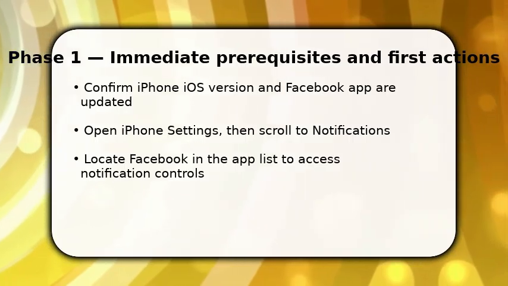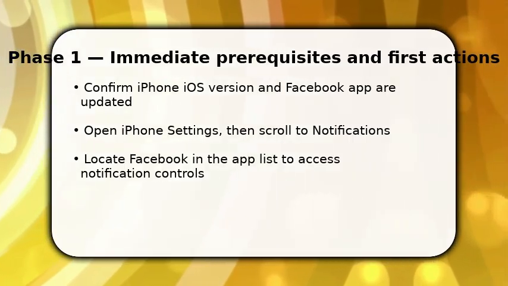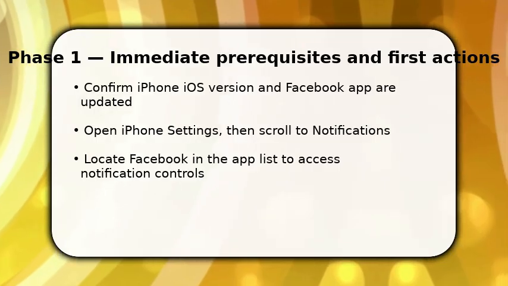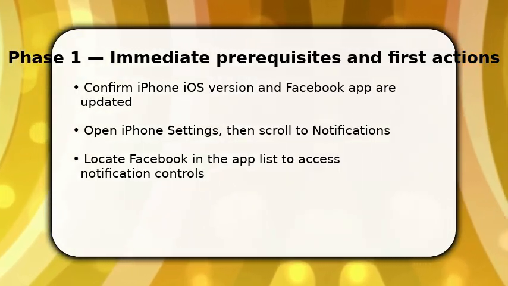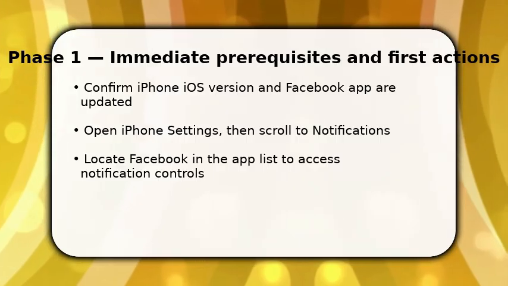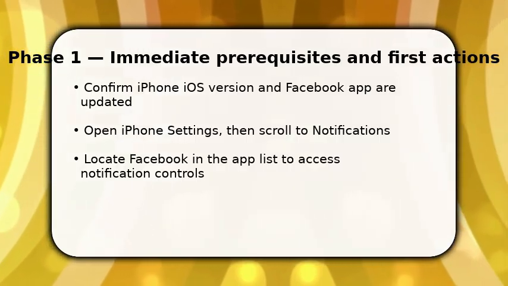Scroll to Facebook in the alphabetical list and tap it. You need to see the app-specific toggles. Make sure Allow Notifications is on, otherwise nothing will sound. This first step gets you to the controls that actually govern banners, sounds, and lock screen behavior, so don't skip it.